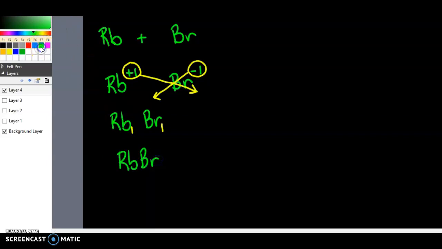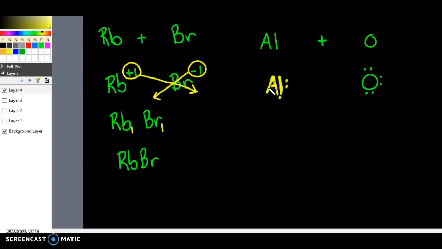Let's do one that's a little more complicated, one we did in class. We'll do aluminum plus oxygen. Okay, I find aluminum on my periodic table, it has 3 valence electrons, 1, 2, 3. If I find oxygen, it has 6. 1, 2, 3, 4, 5, 6. And you know what? I'm going to change the color of my aluminum. Okay, aluminum, it's 3 valence electrons.